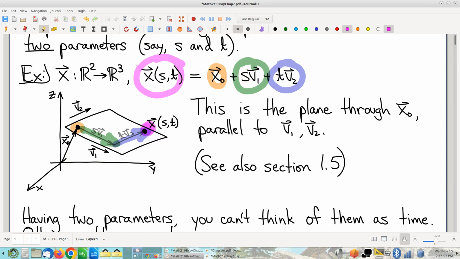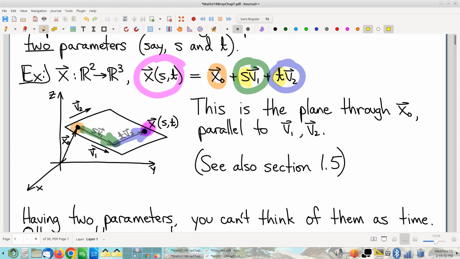And I'm just going to make the observation that if you allow yourself the flexibility to let S and T be whatever you want, in other words, if you can go arbitrarily far, or even in the other direction, but if you can go arbitrarily far in the v1 direction and arbitrarily far in the v2 direction, you can get anywhere in the plane by doing this. Does that make sense?